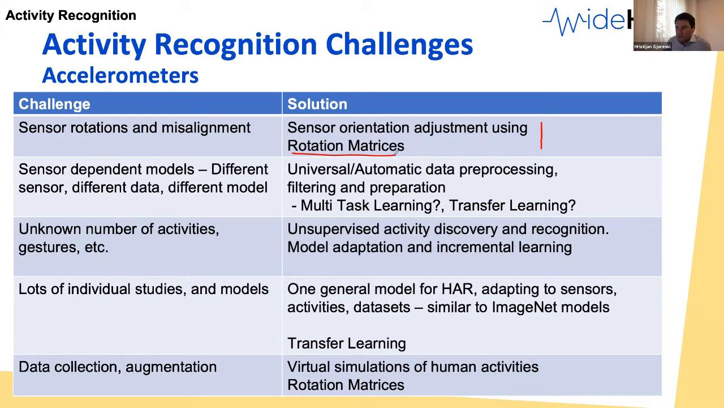I have a slide over this. I'll show it in a few seconds. Then this is also aligned with the previous sensor-dependent model. So my model is developed on one accelerometer, but what to do on another accelerometer.